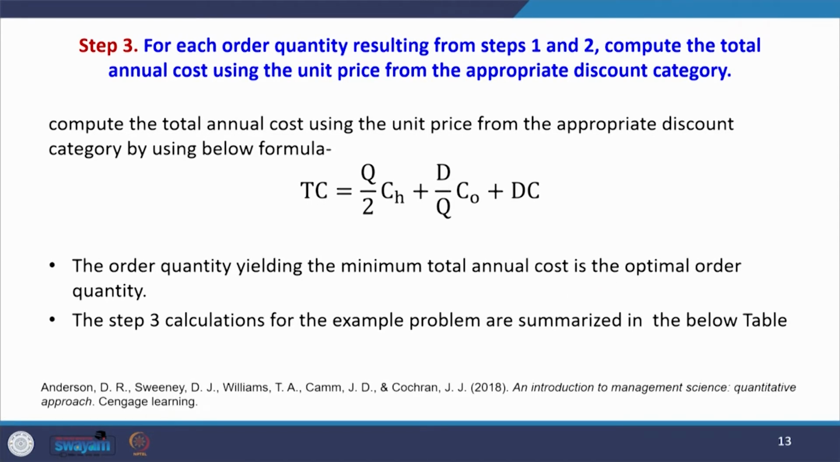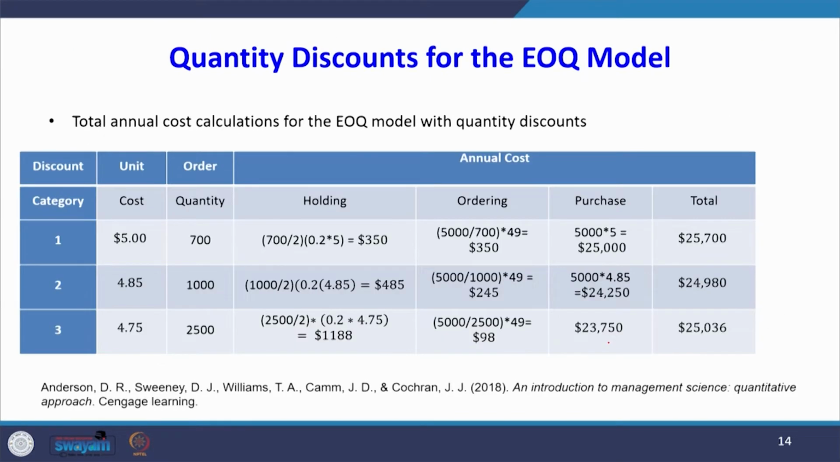So, step 3 calculations for the example problem are summarized in the below table. We will take one sample example and explain all the steps. The total annual cost calculations for the EOQ model with quantity discounts. So, we got the Q1 star is 700.